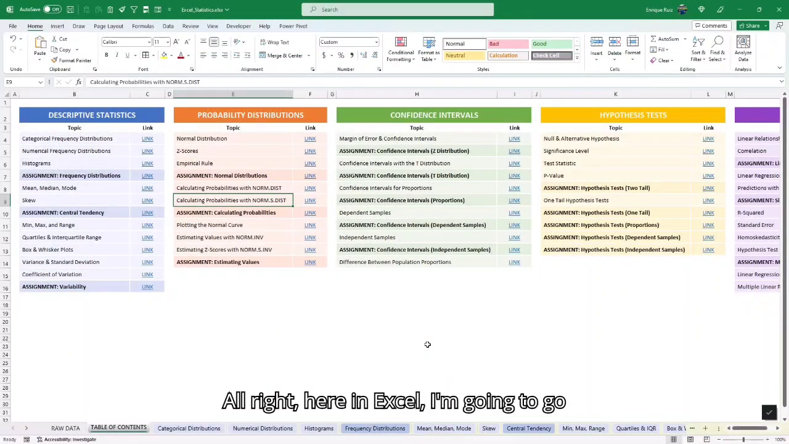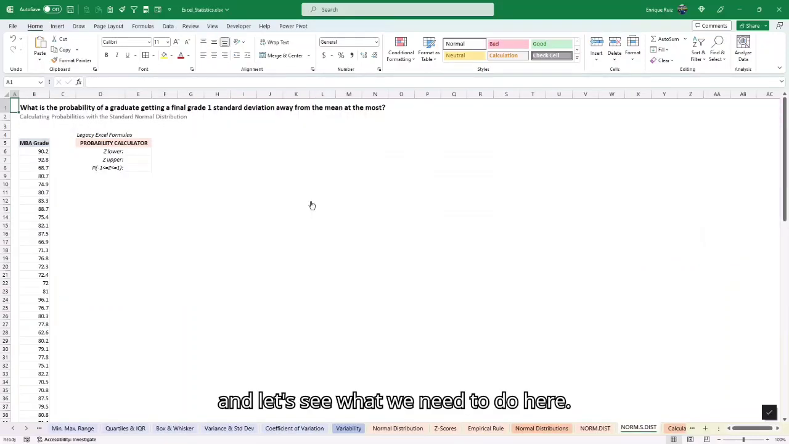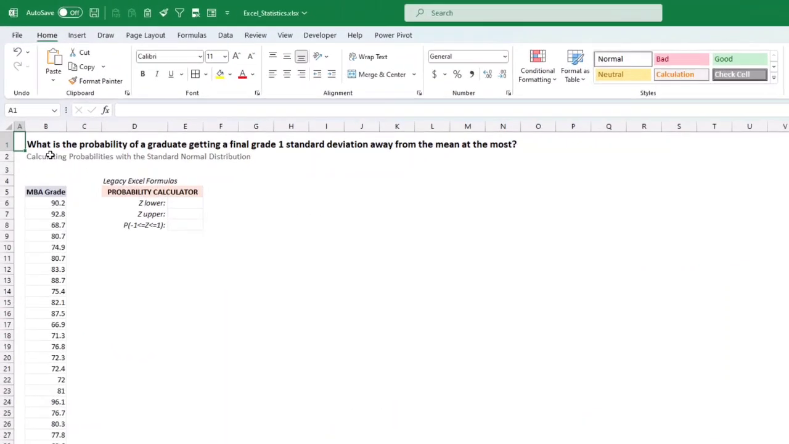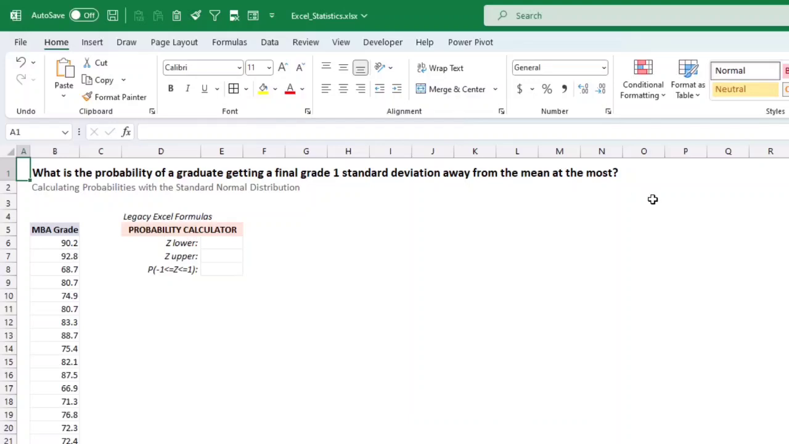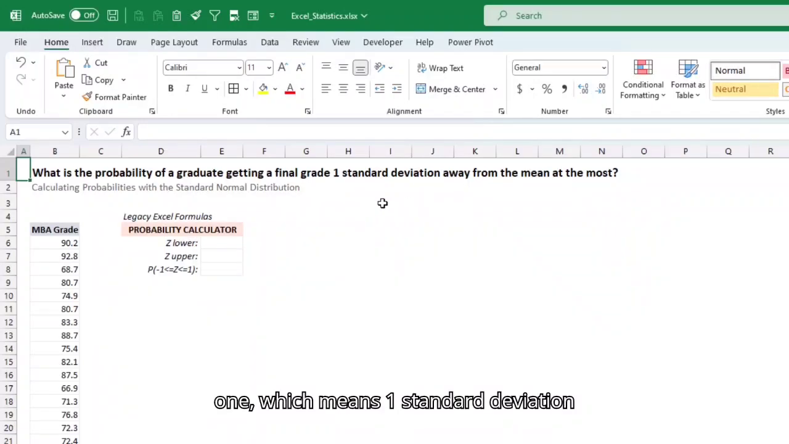Alright, here in Excel, I'm going to go through the link on calculating probabilities with norm.s.dist, and let's see what we need to do here. What is the probability of a graduate getting a final grade 1 standard deviation away from the mean at the most? Alright, so that means that we need to calculate the probability of getting a z-score between negative 1 and 1, which means 1 standard deviation away from the mean.